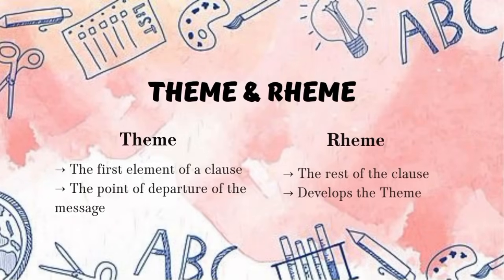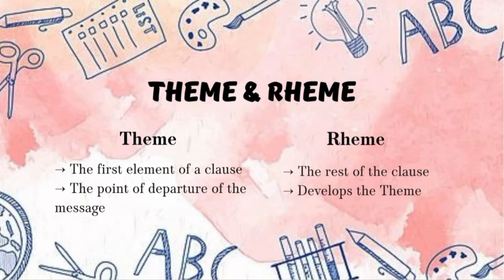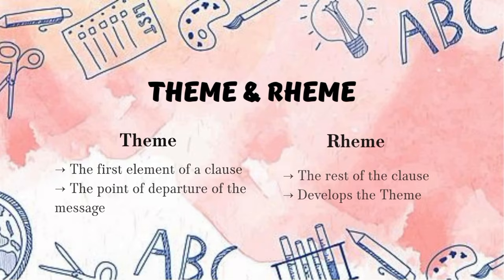In systemic functional linguistics, theme is the element that comes first in a clause. It functions as the point of departure of the message. Meanwhile, rheme is the rest of the clause, where new information is presented and developed. Simply, theme tells us what the clause is about, and rheme tells us what is said about that theme.